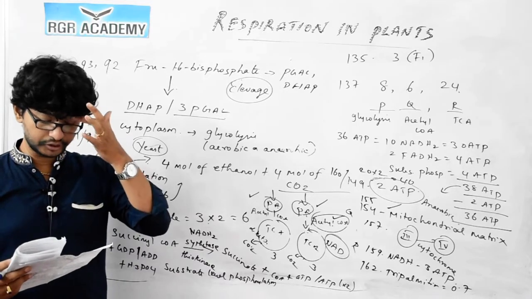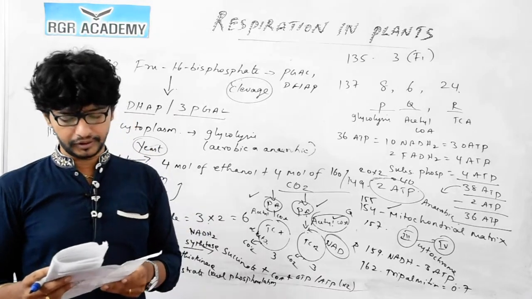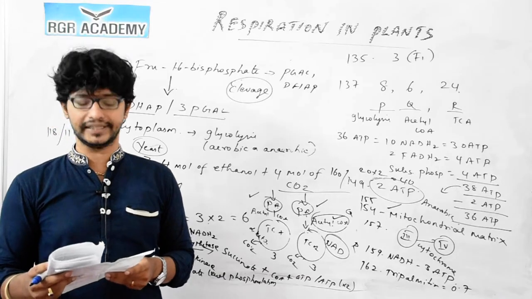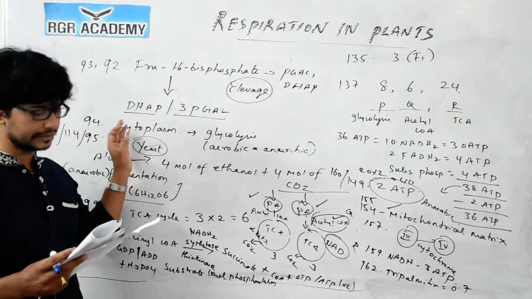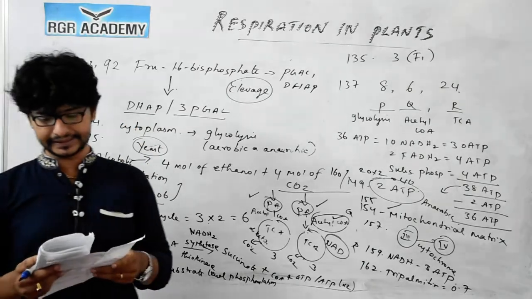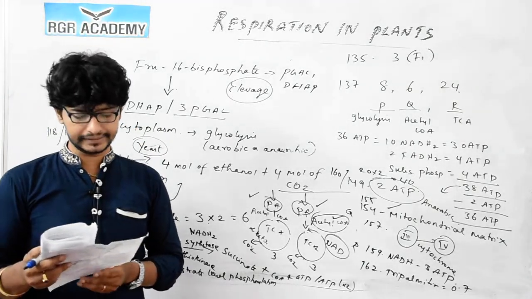Question number 166. In which of the following reactions of glycolysis does oxidation take place? 3-phosphoglyceraldehyde is converted to 1,3-bisphosphoglycerate. We discussed this in the beginning of the first part. So 166, option 4 is the correct answer.